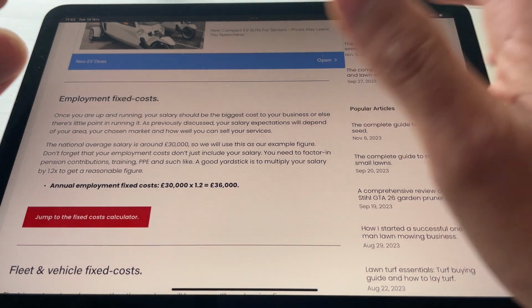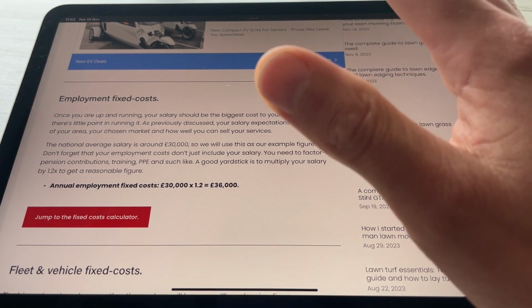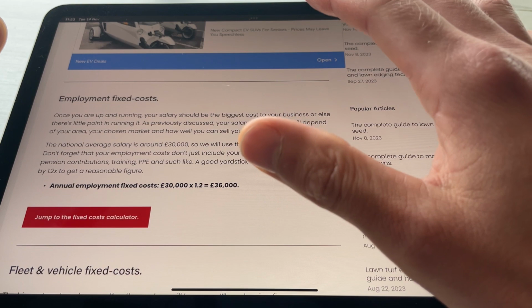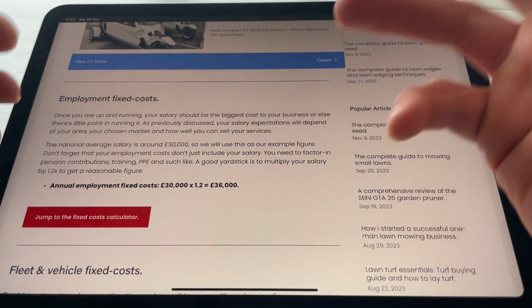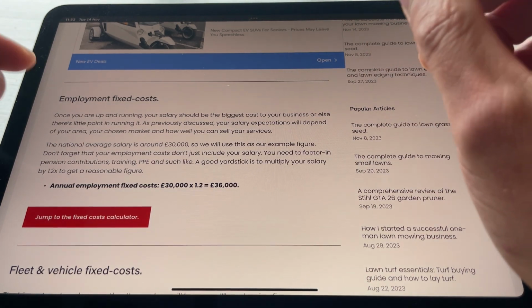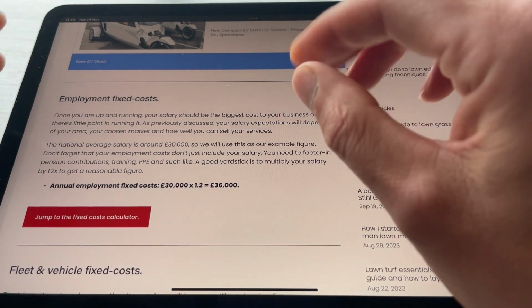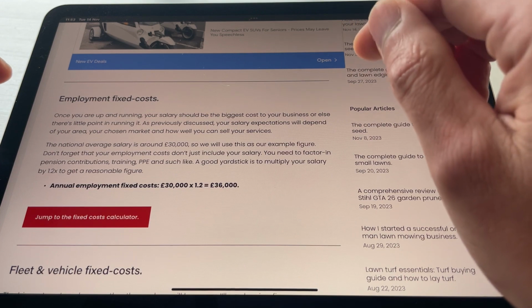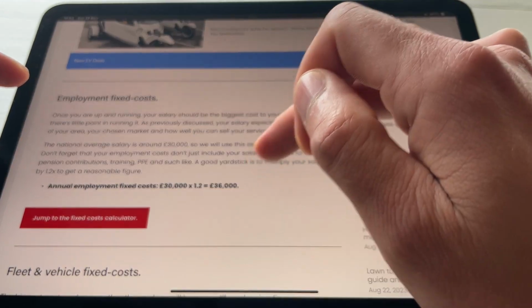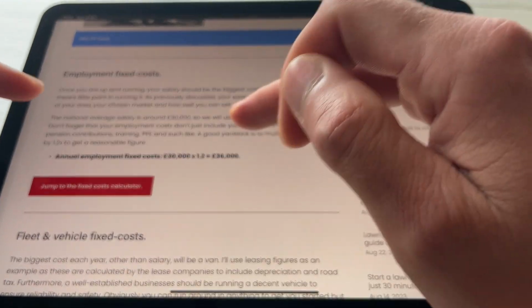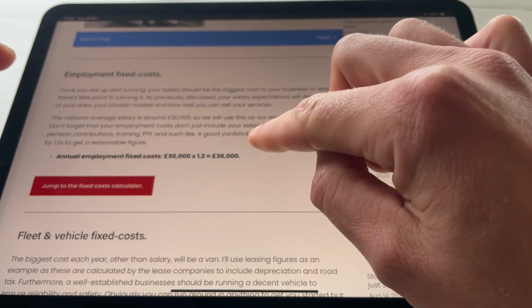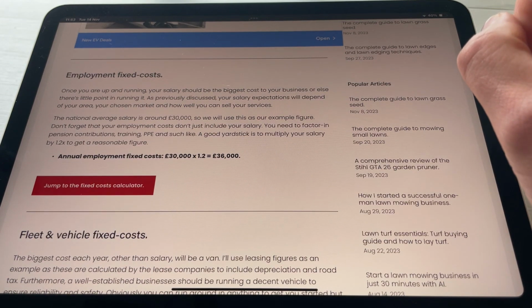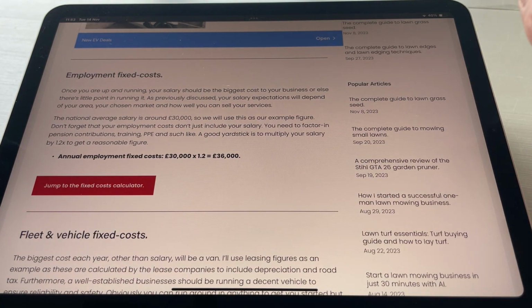There's a bit of a rule of thumb in business that if you take the salary of someone and times it by 1.2, so you add 20% on, that should help cover all the other costs of them being employed. We need to do the same within our own businesses. As an example here, if you want to earn £30,000 a year, you times that by 1.2, and your salary cost, the cost of employment, is going to be £36,000. So there's a good yardstick for you.